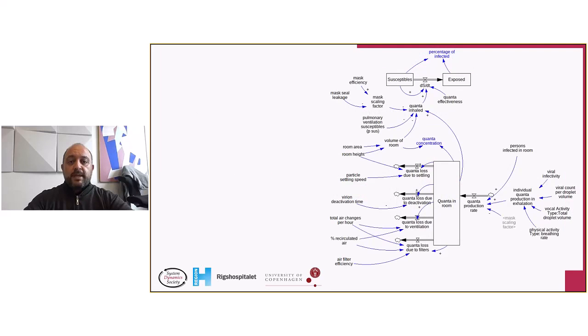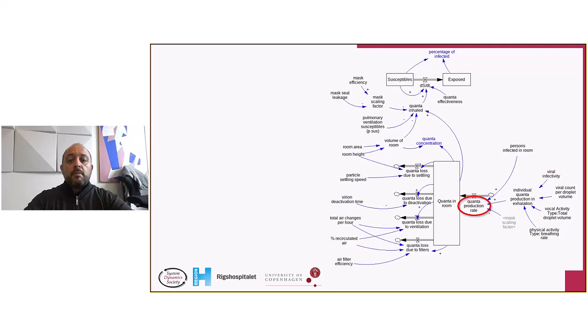The model is based on a basic SE susceptible exposed model with stocks for both susceptible and exposed populations, and a flow rate from susceptibles to exposed dependent on the number of viruses inhaled, represented by quanta, a measure of viral concentration and infectivity, and the contagion effectiveness of this quanta. It is worth noting that in our model, the exposed population does not become infective, but rather there is an exogenous variable representing the infective persons in the room.